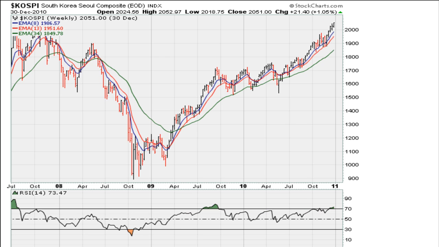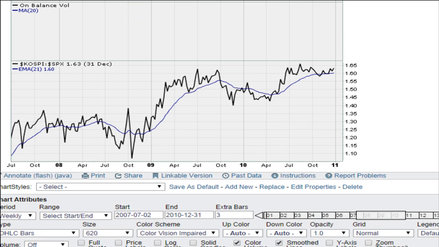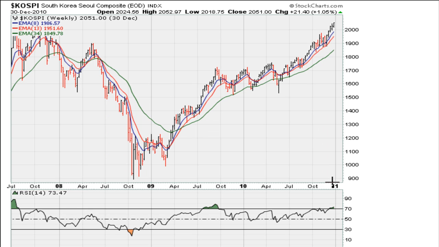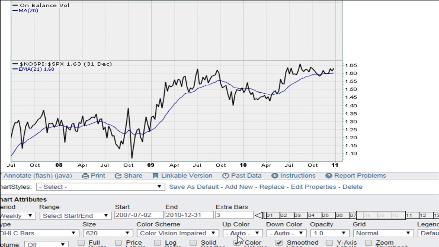So this was end of 2010. Let's go back now to end of 2011, one year later, to see how good that buy signal was to the upside. Now, hold on a second, let me get that right.